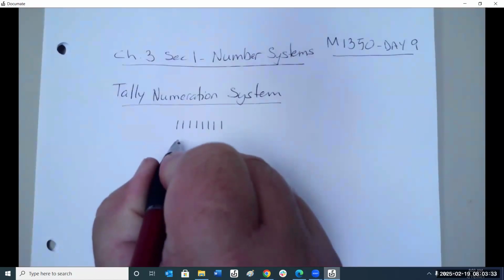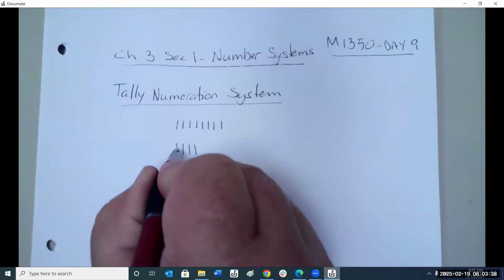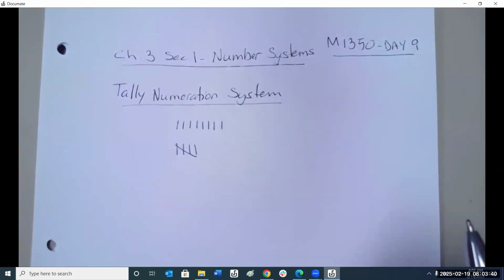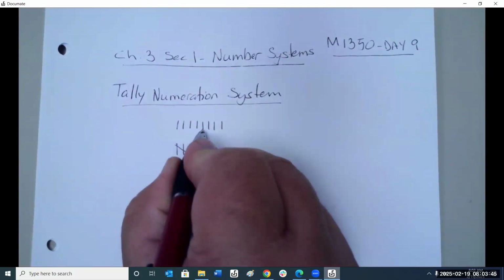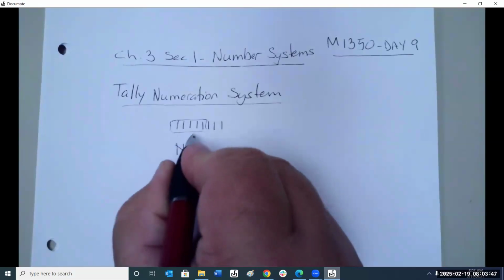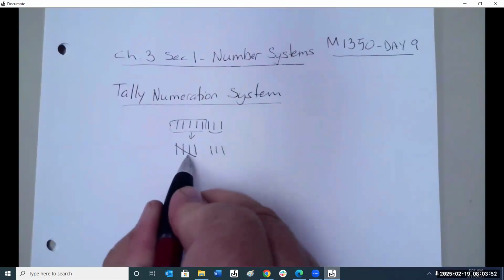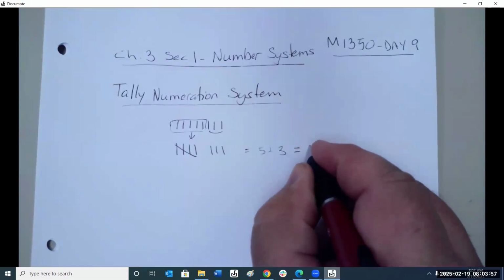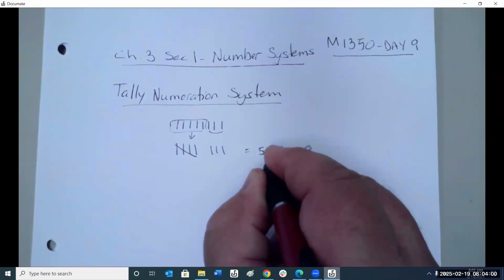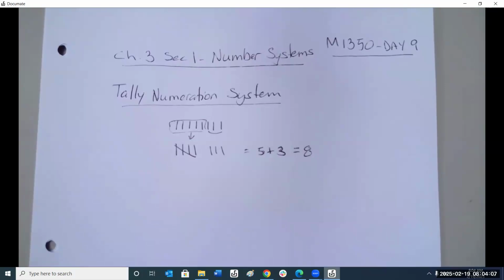So what they started doing was after every fifth one, you would draw a diagonal line. So we have 1, 2, 3, 4, 5. So that would represent that. So all we have left is 1, 2, 3. So it's much easier. You have 5 plus 3 equals 8 total. So that's what we started doing in the old days.